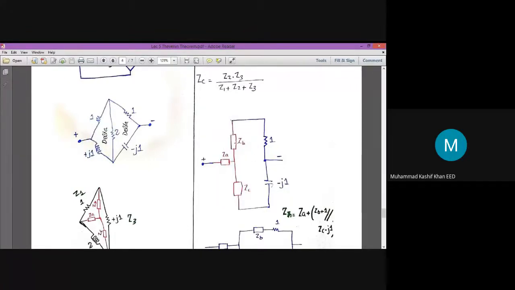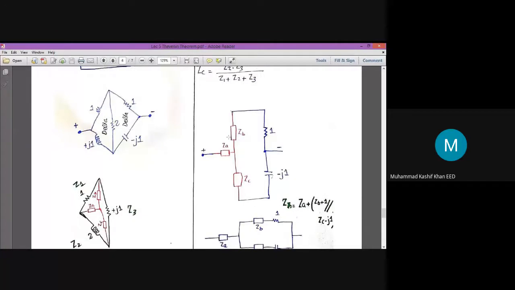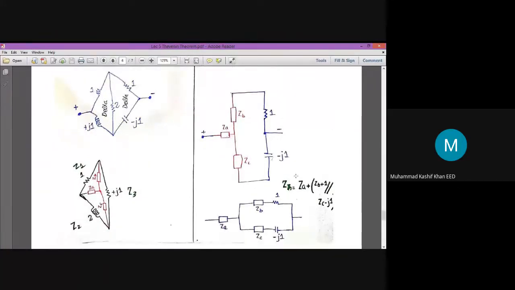Now, in this diagram, finding out the total impedance, the Thevenin equivalent impedance, is very easy. These two nodes are the reference points. Above this reference point, ZB and 1 ohm are in series. Below this reference point, ZC and minus J1 are in series, and this series combination is in parallel to the other series combination. First, you will find the series combination of this branch and this branch, and then you will take the parallel combination of these two branches.